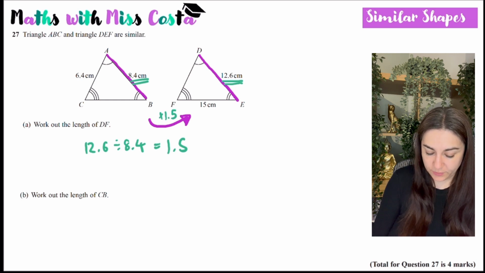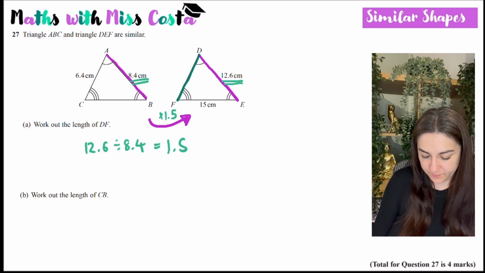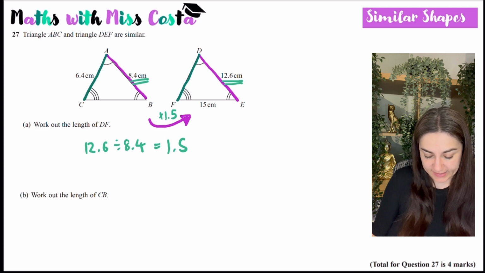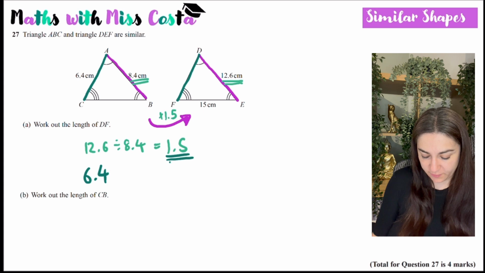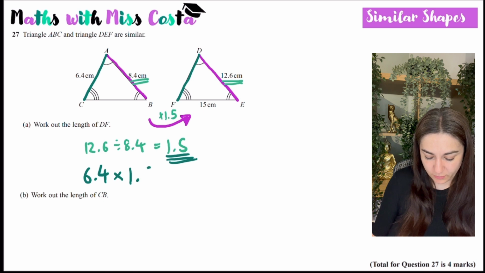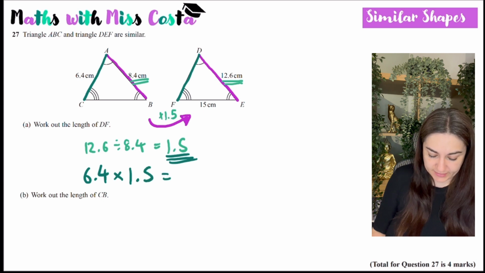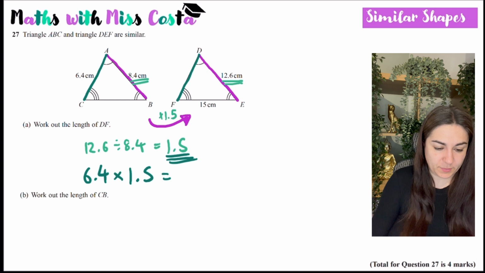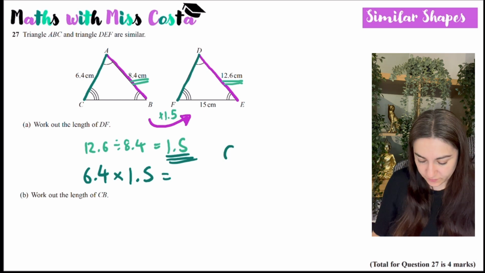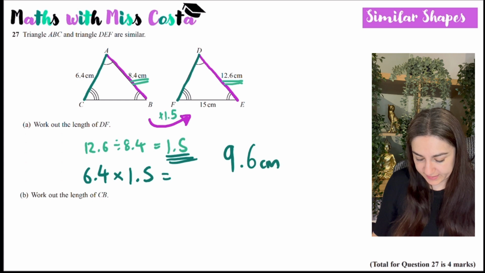So I need to work out the length of DF. Where's DF? Over here. So I know the corresponding side over here is 6.4. I've worked out that the scale factor is 1.5. So I'm going from the smaller triangle to the bigger triangle, so I'm going to times by 1.5. And 6.4 times by 1.5 gives me 9.6. So it's going to be 9.6 centimeters.